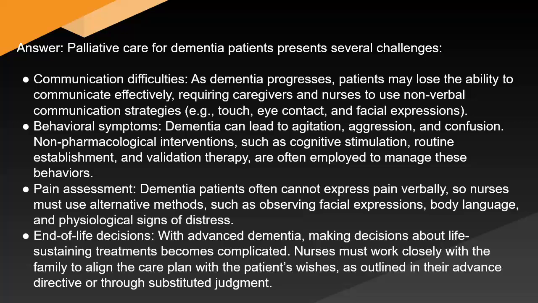Pain assessment. Dementia patients often cannot express pain verbally, so nurses must use alternative methods, such as observing facial expressions, body language, and physiological signs of distress. End-of-life decisions. With advanced dementia, making decisions about life-sustaining treatments becomes complicated. Nurses must work closely with the family to align the care plan with the patient's wishes, as outlined in the advance directive or through substituted judgment.